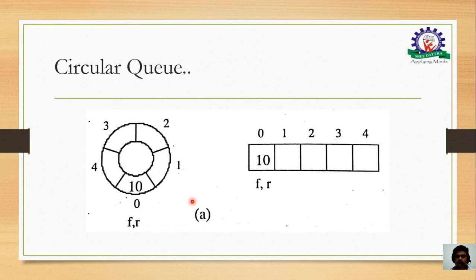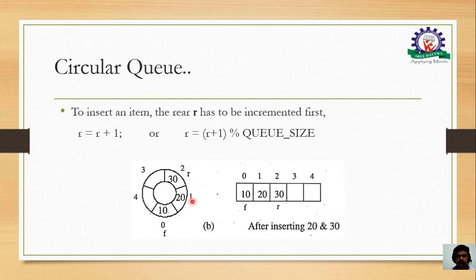Next, the configuration shown in figure B. This is obtained after inserting some more elements like 20 and 30. To insert an item, I just go for incrementing r first. R was at position 0 when I inserted 10, then r is equal to r plus 1, I get one more empty location so that I can insert 20, then r is equal to r plus 1, then I get an empty location, so I can insert 30.